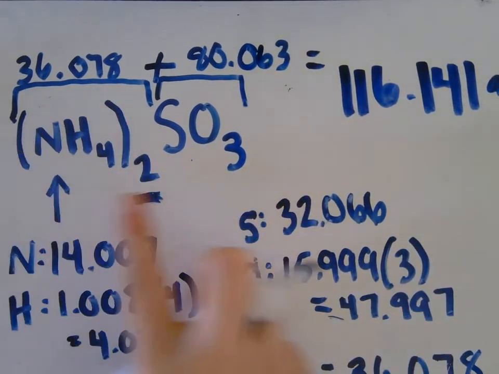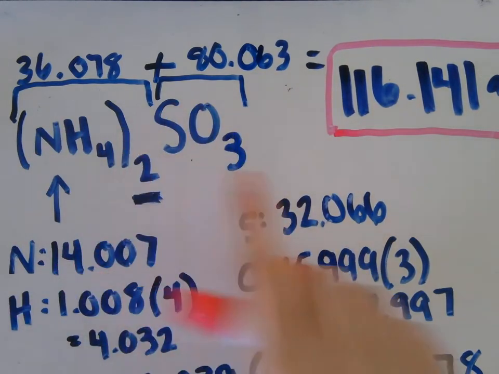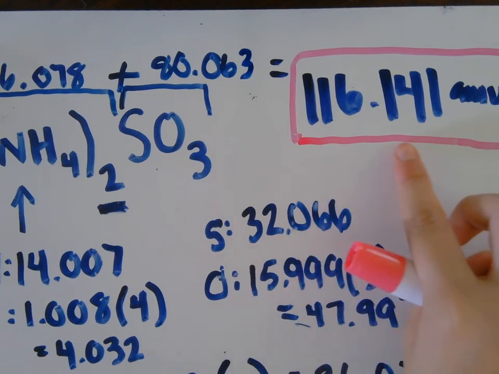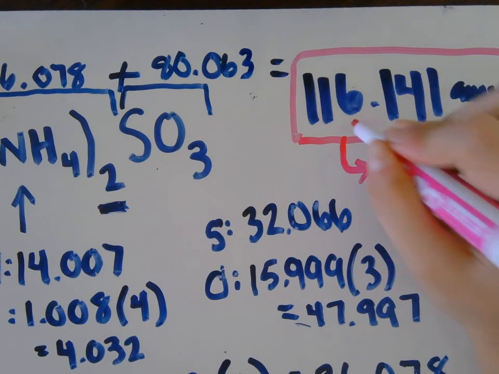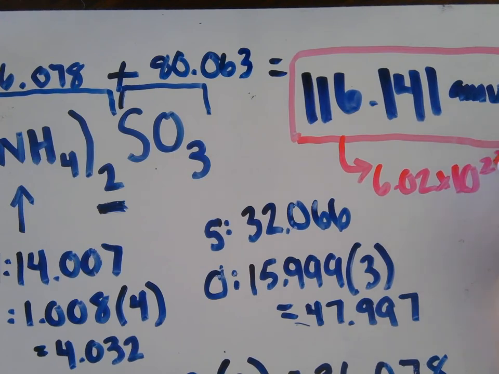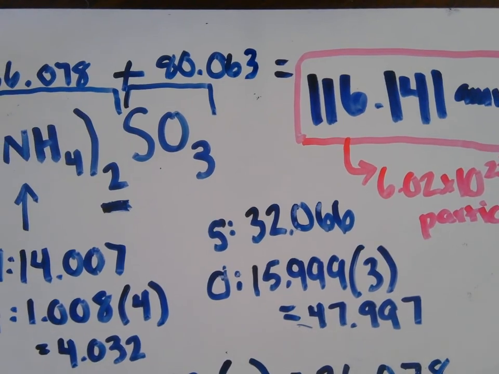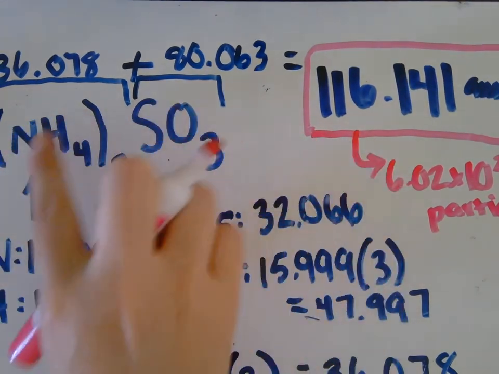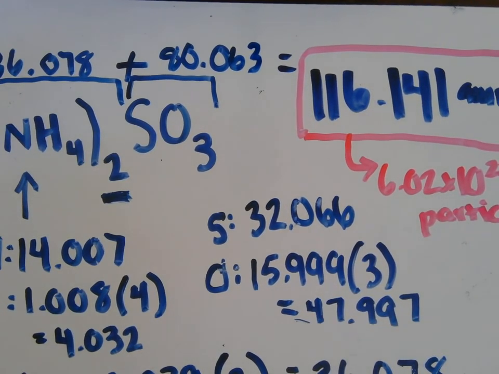So, for this compound, I know it is really, really long. All you are doing is just adding the mass of each element in the compound. This total compound has a mass of 116.141 atomic mass units. I know that for this compound, in this molar mass, there are 6.02 times 10 to the 23rd particles within that total mass. So you're going to do this for every single problem. Find the total mass, and you know that within that total mass, there are this many atoms or this many particles. And that is it.